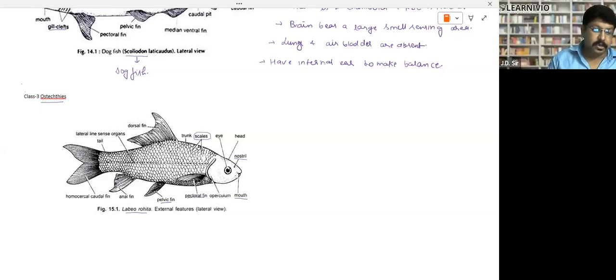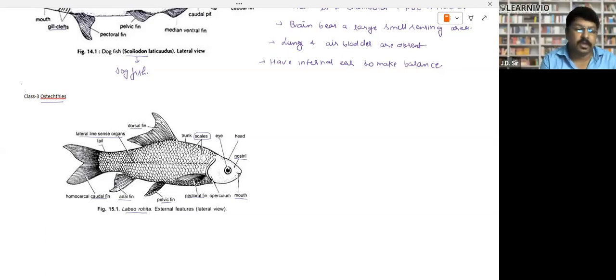Pelvic fins, right? Dorsal fins. They have a lateral line as a sense organ. This lateral line is present, which helps in the sense organ. Tail is present. This is caudal fins, anal fins, right? So they have a number of fins. So this is the normal fish. This is the ideal fish, which we can call the perfect fish.